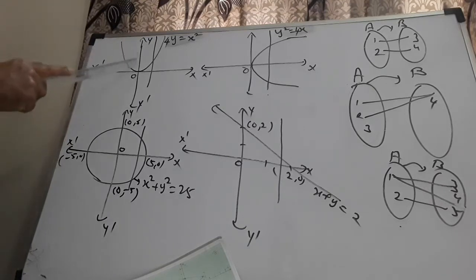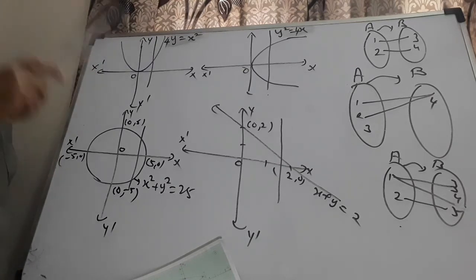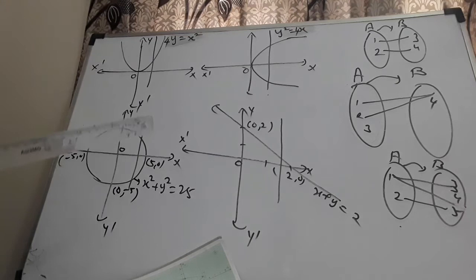That is a line parallel to the y-axis. I've drawn a vertical line here. If the drawn vertical line intersects the given curve at only one point always, however many vertical lines we draw, all the lines should intersect the given curve at only one point. If such a case arises, it will be a function.